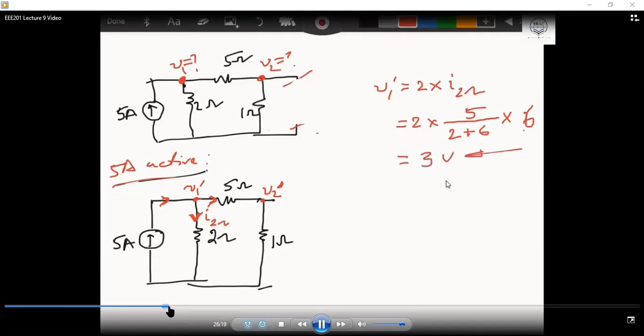Now V2 prime will be the next voltage. V2 prime we have to find. If you want to find V2 prime, what will it be? V2 prime is the voltage across the 1 ohm resistor. What is that? 1 times the current flow. What will be the current? What will be the I going through here? 5 and 1, 6 ohm. So what will this be, I2 ohm or I6 ohm?